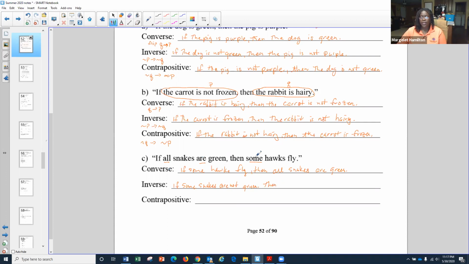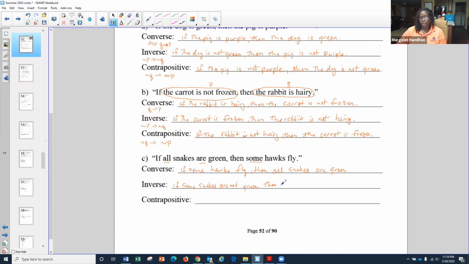then some hawks fly negates to no hawks fly. Did everybody get that? Right? So some, it's like saying some are, but they don't have to put the R because it wouldn't read correctly here. You can't say some hawks are fly. No. So some hawks fly, since it starts with some, we know it negates to none or no.